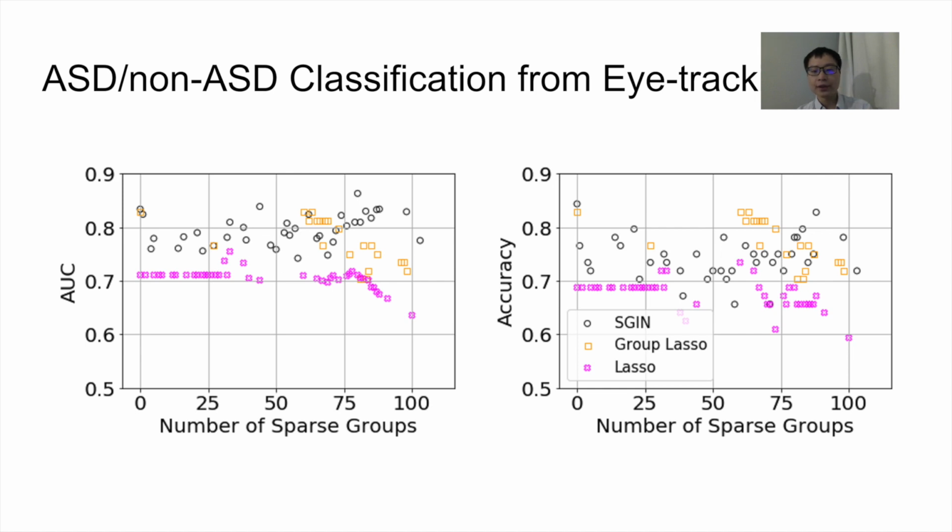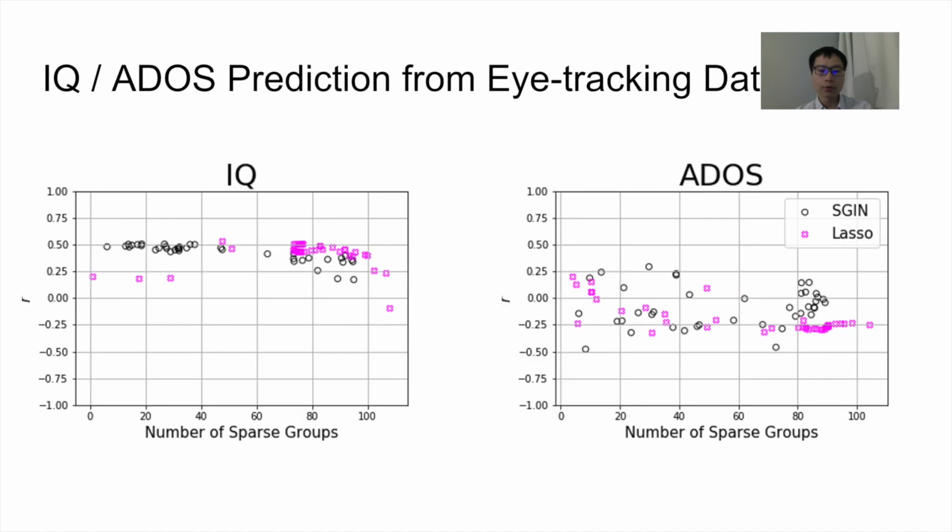Group lasso fails to identify sparse groups between 30 to 60 groups, and the lasso performs worse than SCIN. SCIN had the best ROC score. By removing 98 stimuli from the 109 stimuli, SCIN can still achieve 78% accuracy and an 83% ROC score. We also performed regression analysis for IQ and the ADOS score. While SCIN has better performance with fewer groups, it also performs slightly better with more groups.